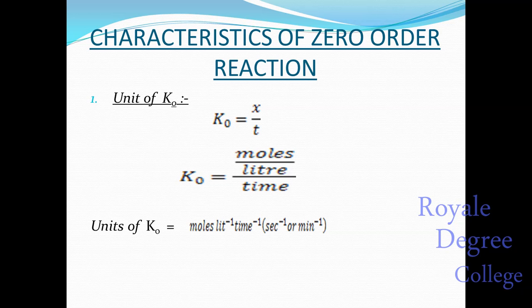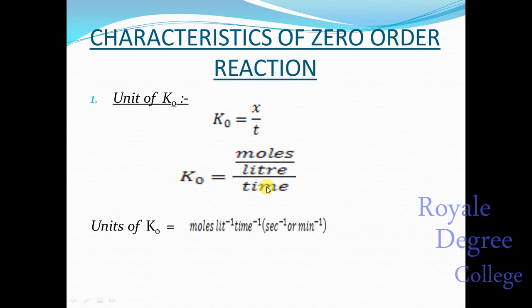Next is characteristics of zero order reaction. The first one we'll see is the unit of K0. K0 is equal to x by t. We know this formula, isn't it? It is the equation for zero order reaction. So now we take the unit of x. That is, x unit is moles per liter divided by time.